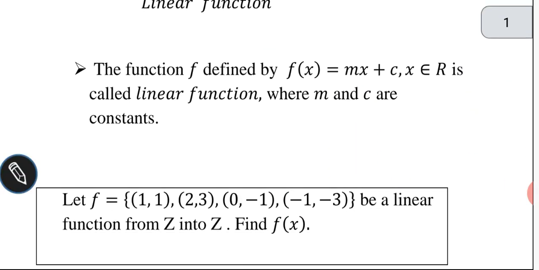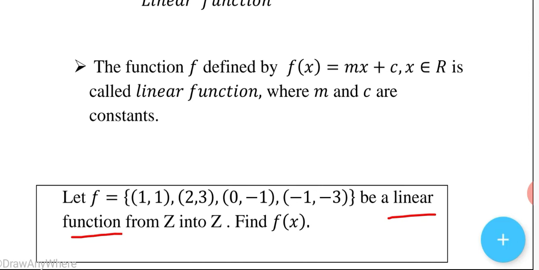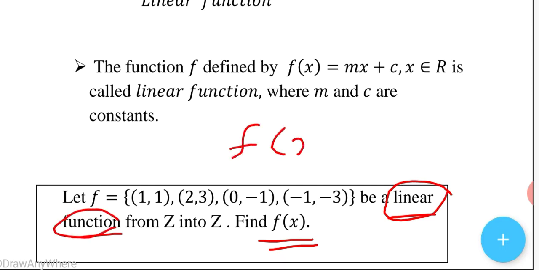Let f equal to {(1, 1), (2, 3), (0, -1), (-1, -3)} be a linear function from Z into Z. Find f of x. In this problem it is given that the function is linear, so f of x equal to mx plus c. The first step is to find the values of m and c, and then plug them into f of x.